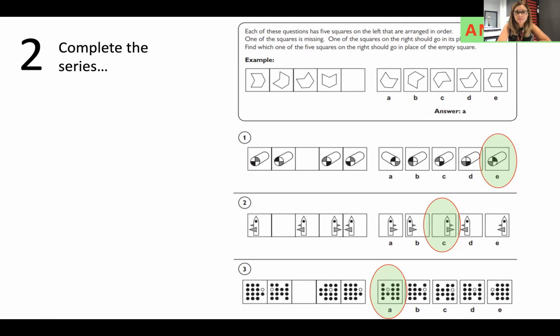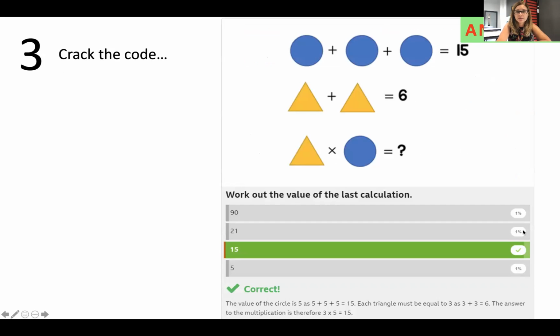Finally, question 3. Okay, so we know that 3 circles equals 15, 2 triangles equals 6, probably a little bit easier than the question that we had last week. So we've got 3 multiplied by 5, giving us an answer of 15.